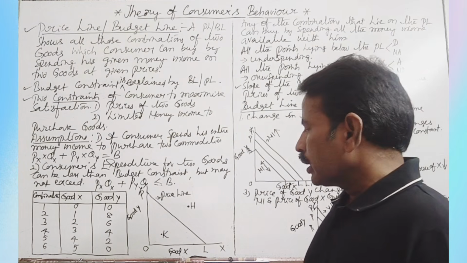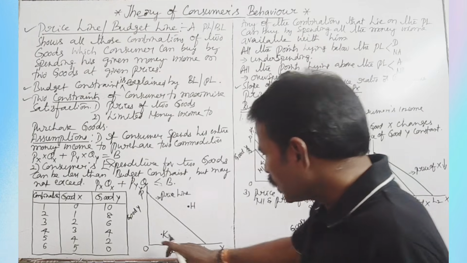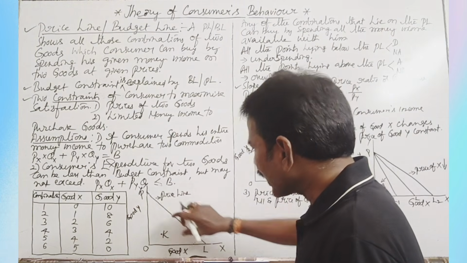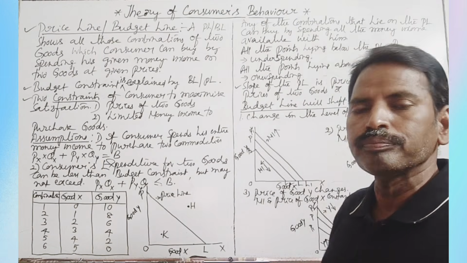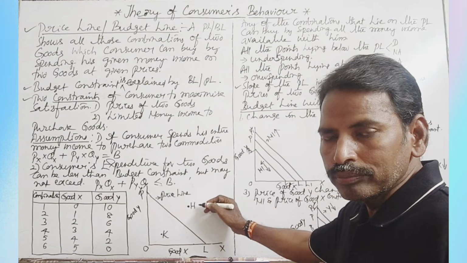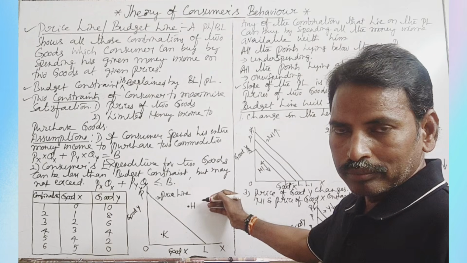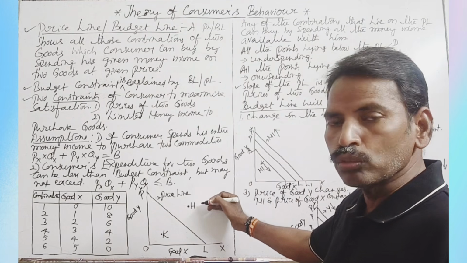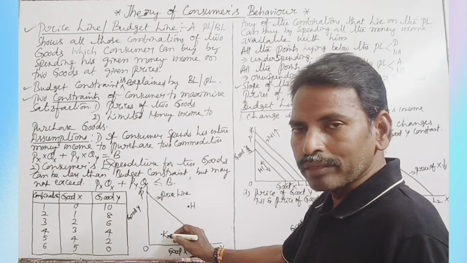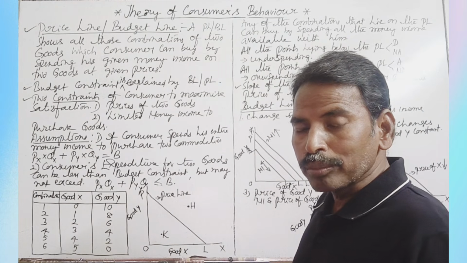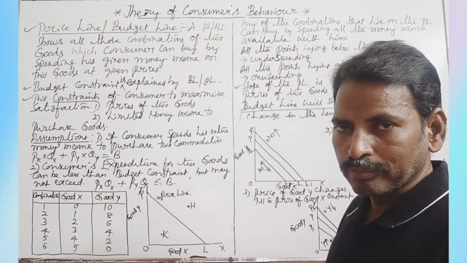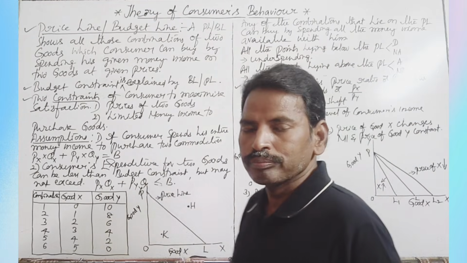So we can purchase within the OPL triangle. We cannot buy H, beyond the price line. Beyond the price line needs overspending. But this is K, that is called surplus money available with the consumer. This is called underspending. So now let us examine the price line.